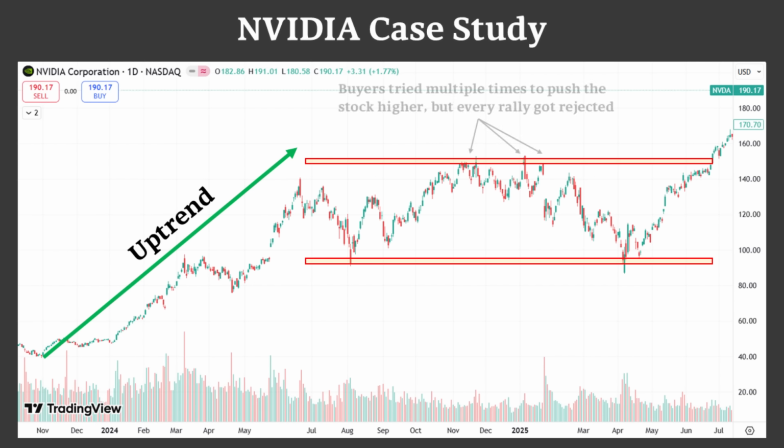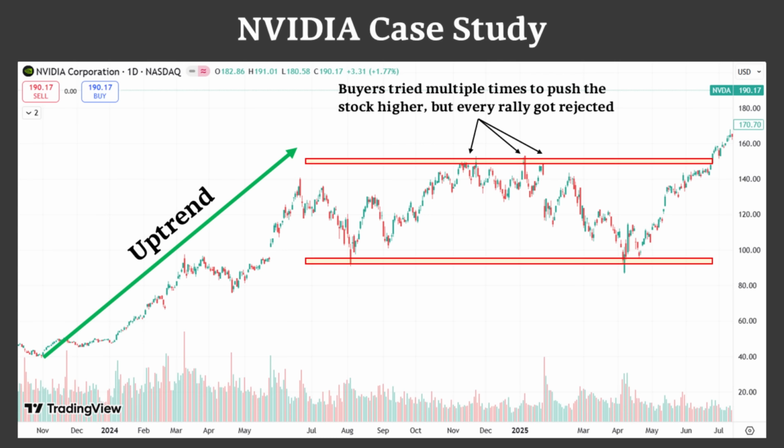During this phase, buyers made several attempts to push the stock higher, but every rally failed. Each time price tried to break out, sellers stepped in quickly, forcing it back into the range. This behavior revealed that supply was still in control. The market wasn't ready for a sustainable move yet. These failed breakouts weren't random. They were part of the natural testing process as institutional players assessed how much supply remained in the market.